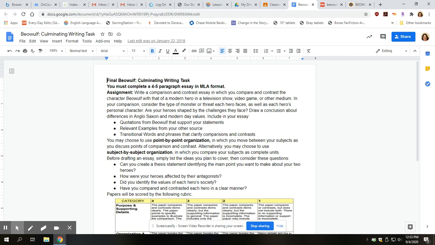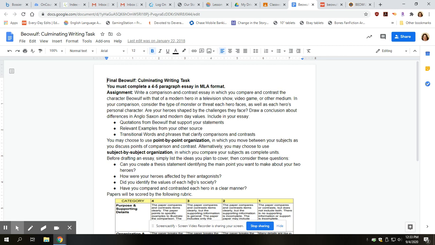Okay? So here's some things to look at after you've written your essay to go back and kind of double check everything. Can you create a thesis statement identifying the main point you want to make? So you need to have one main point. These two characters are more alike because this, or these two characters are more different because of this. You need to have one main point.